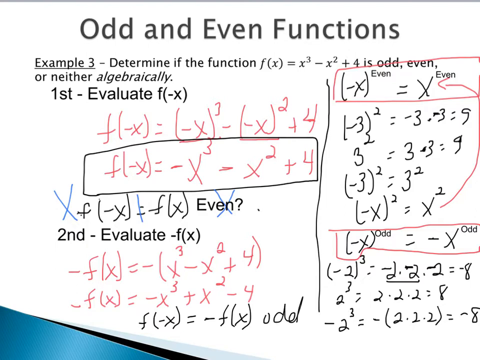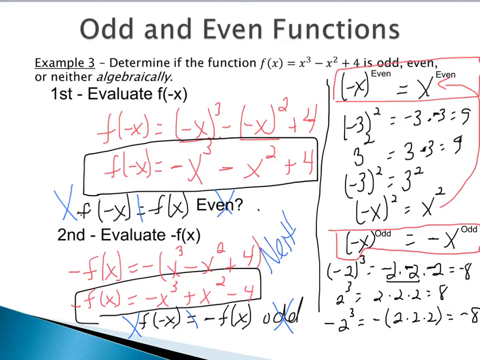Well, we want to compare then our two answers. So looking at what we have, f of negative x is equal to negative x to the third minus x squared plus 4, and negative f of x is equal to negative x to the third plus x squared minus 4. So as we can see, we have an issue first with our second terms because those are different signs, and then we also have an issue with our last terms because those are different signs as well. So that means that the function is not odd. So that means that the function is neither.